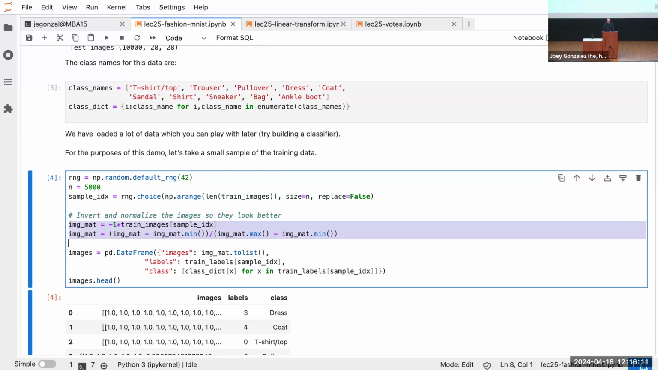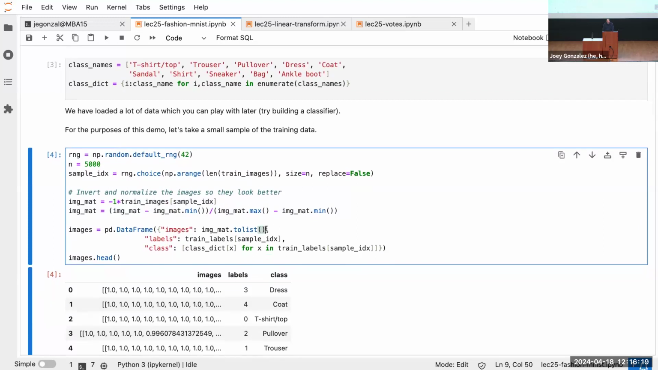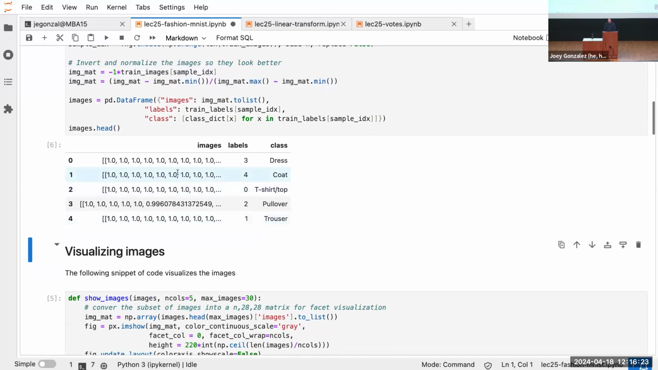I'm normalizing and standardizing the data. So I'm going to subtract off the mean and then standardize as well. Okay. Oh, sorry, here I've just normalized. We haven't done standardization. Okay, so here are my images. I've made a data frame where I have a column of images.